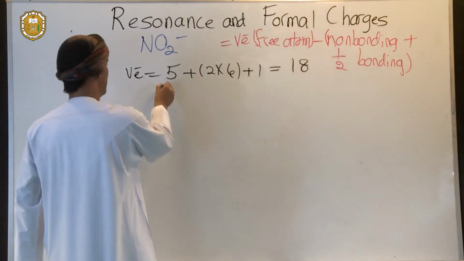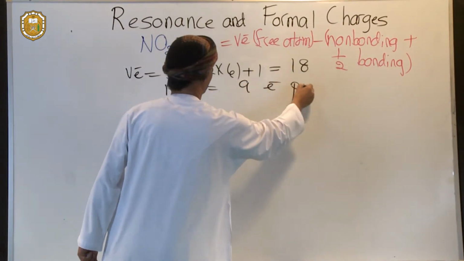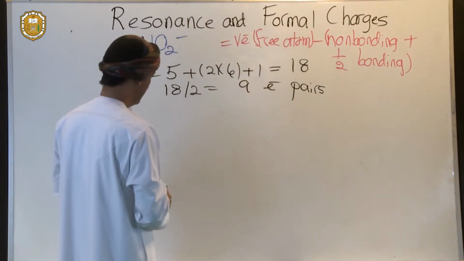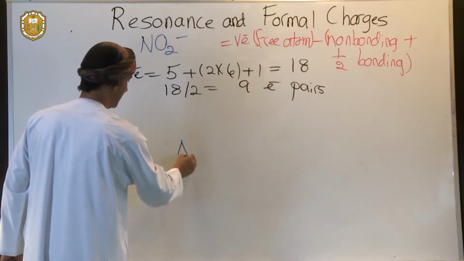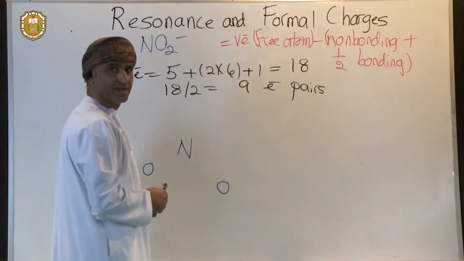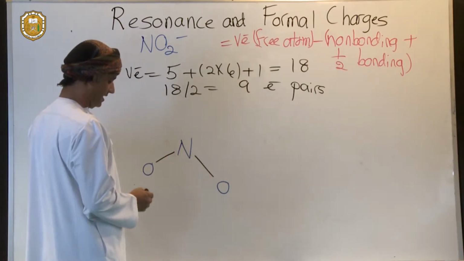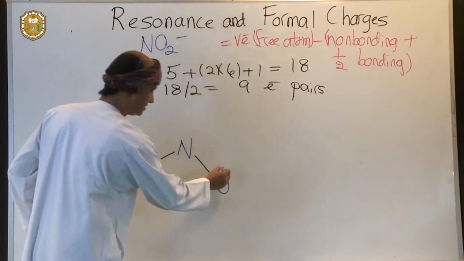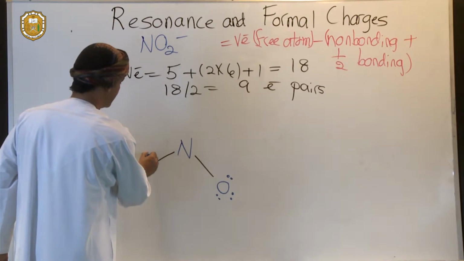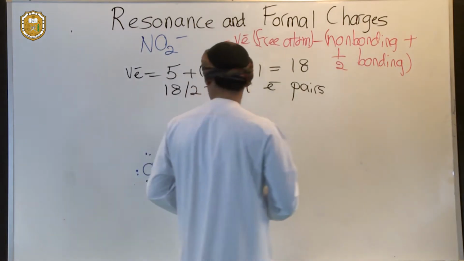If we divide 18 by 2, we get 9 electron pairs. So 9 electron pairs in this case. And then we begin with drawing the central nitrogen atom like that. That's oxygen, that oxygen. And then we draw a single bond between nitrogen and each of these surrounding atoms. And then we try to satisfy the octet for each of these oxygen atoms.